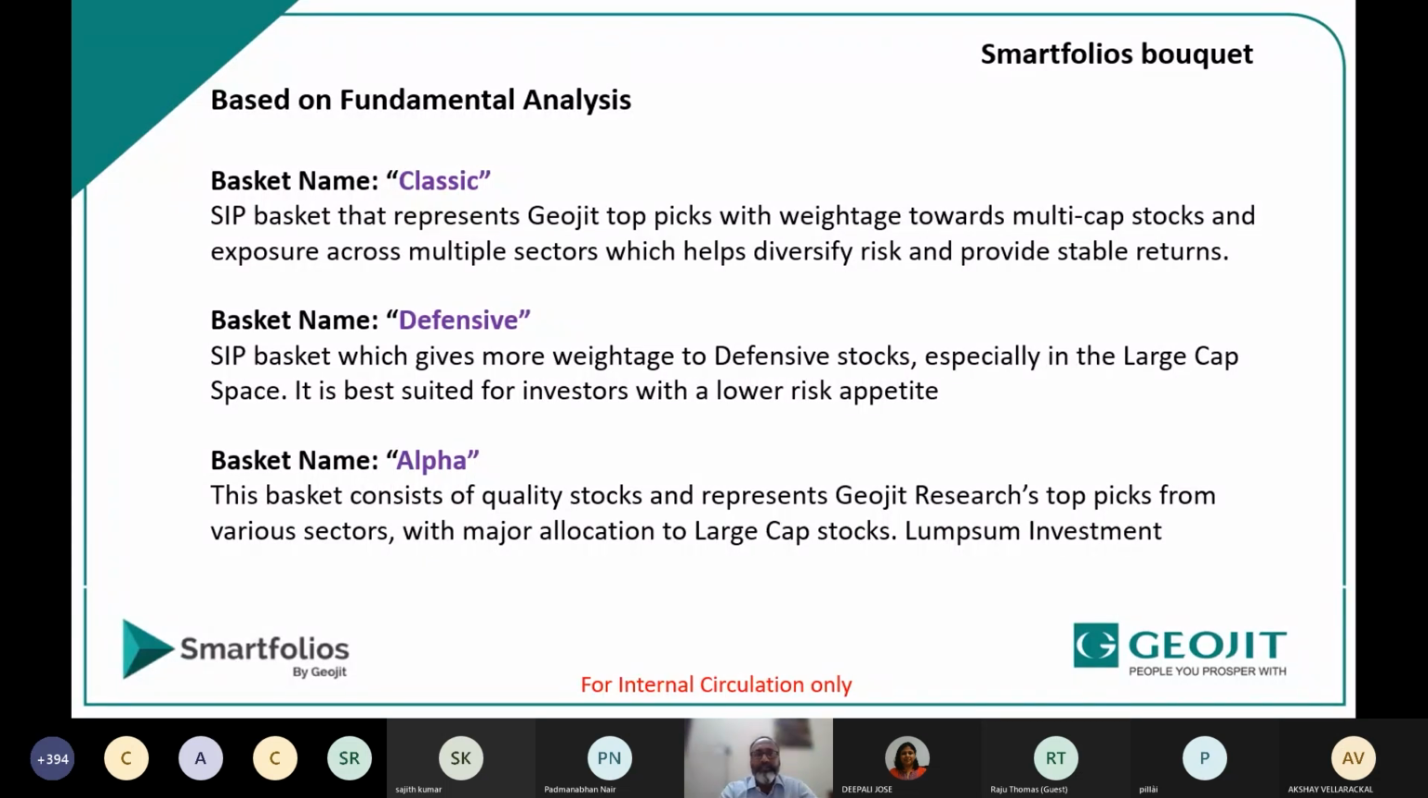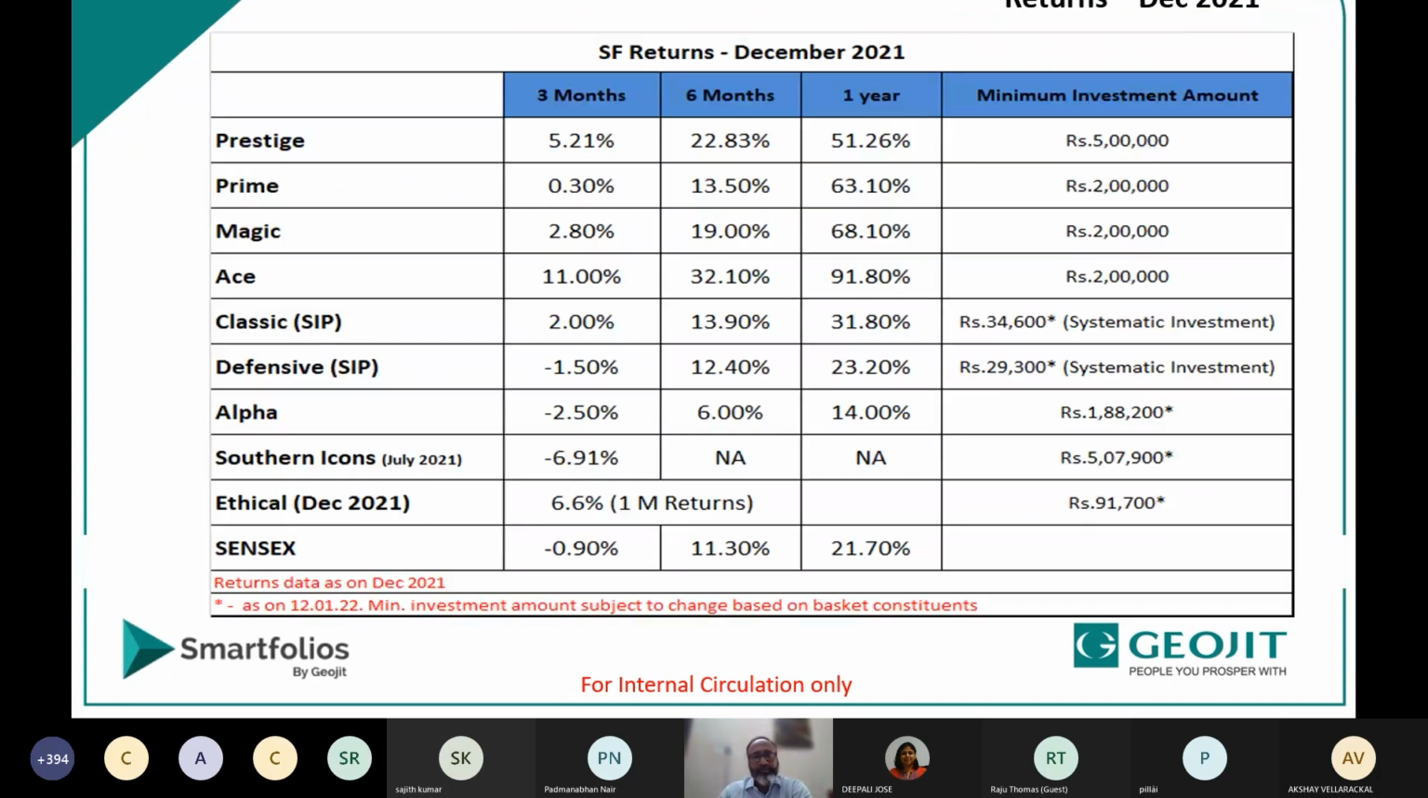Now, for all these baskets, that is Southern Icons, Ethical, Classic, Defensive, and Alpha, the minimum investment value is not set. In the sense, it will keep varying based on the stock constituents of that basket. So that is how this works. So this is based on pure fundamental analysis, and it is basically for long-term investment. So those were the baskets that we currently have in Geojit Smartfolios. We are also in the process of adding two more baskets in the near term.